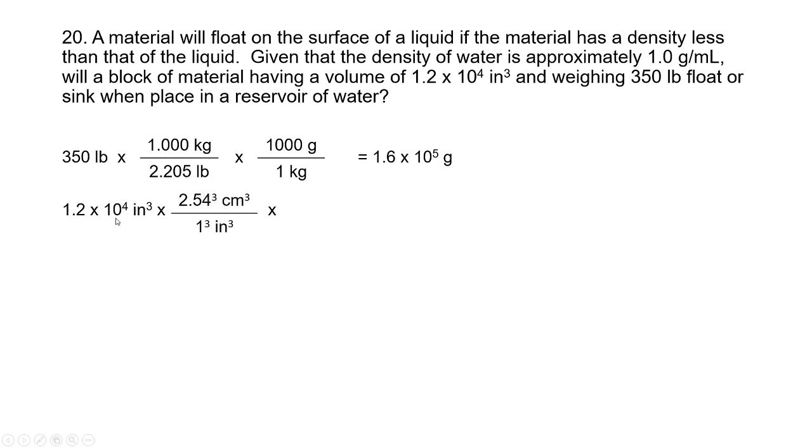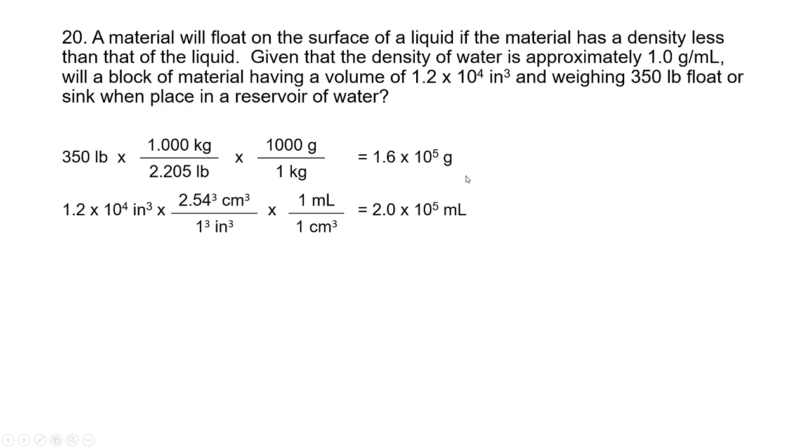So I'm going to take 1.2 times 10 to the 4th times 2.54 cubed. That would give me my volume in cubic centimeters. But again, I want milliliters. Luckily, cubic centimeters to milliliters is a 1-to-1 ratio. So the answer is the same. When I do that, I get 2.0 times 10 to the 5th milliliters.